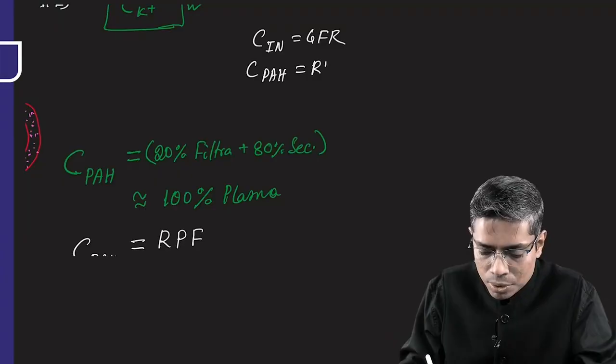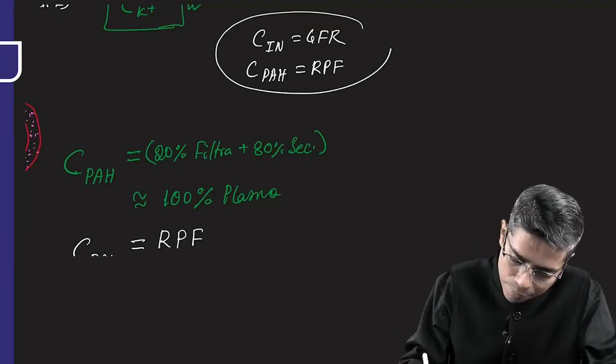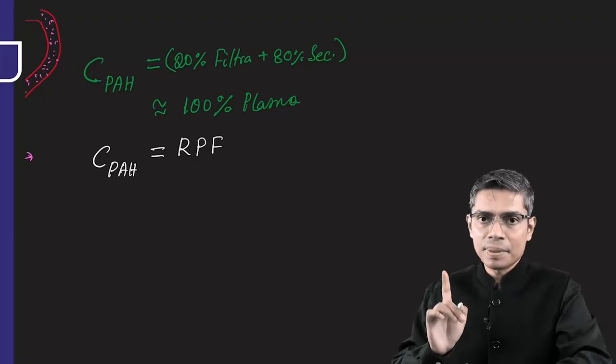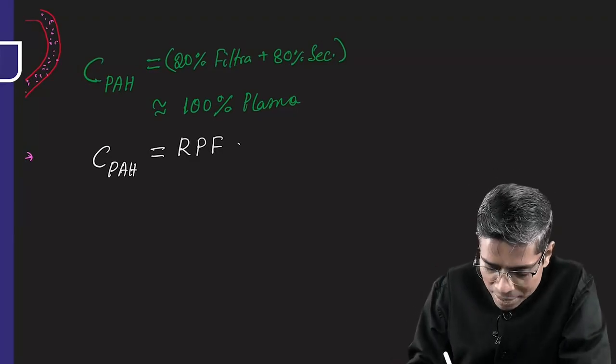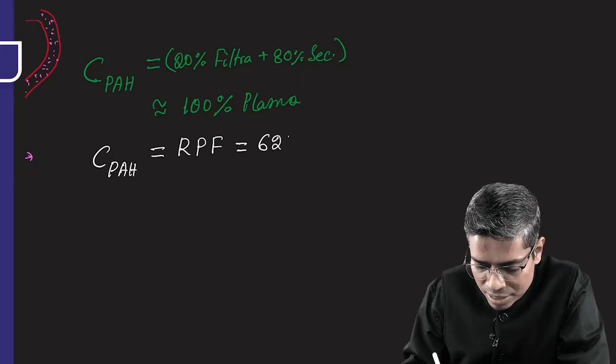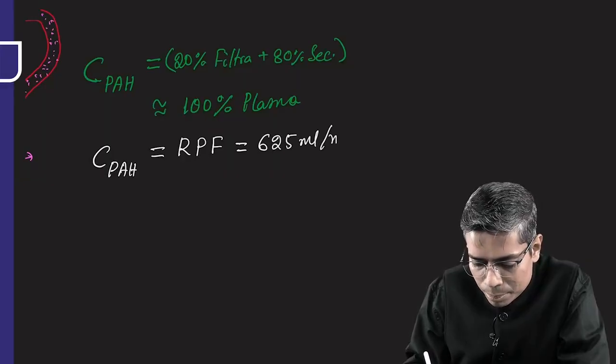Clearance of PAH is equal to renal plasma flow. These two pieces of information you must remember. Now, clearance of PAH is renal plasma flow. If you measure this, how much will be the number? That will be 625 ml per minute.